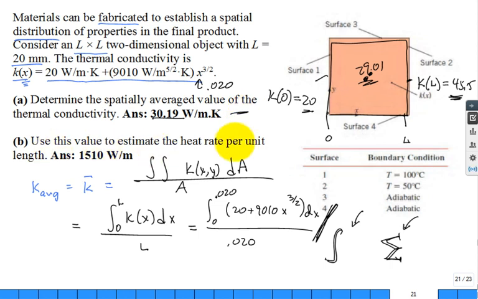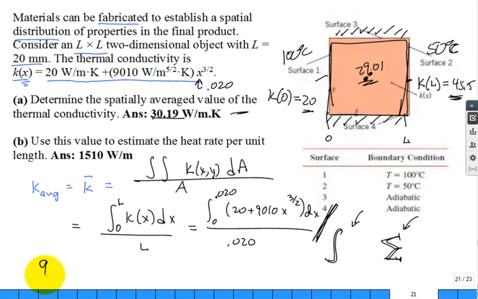Use this value to estimate the heat transfer per unit length. Well, basically, you have to know that the top surface 3 is insulated, bottom surface 4 is insulated. Everywhere along this side is 100 degrees C. Every along this side is 50 degrees C. So it's pretty easy.